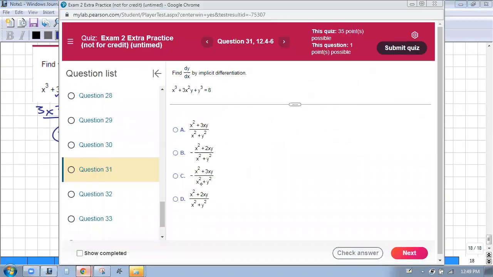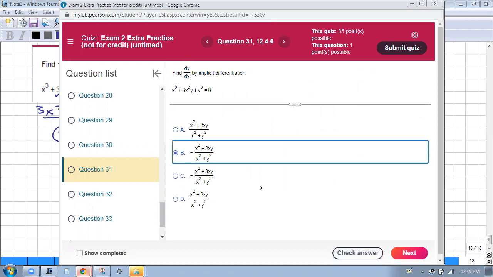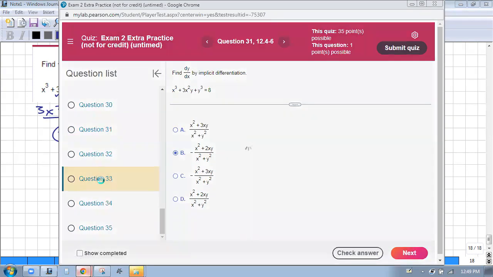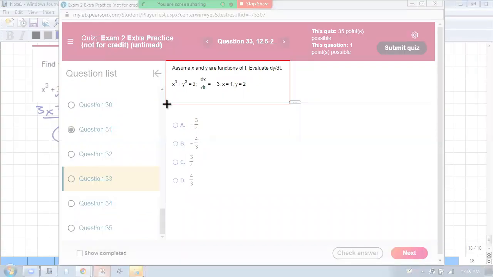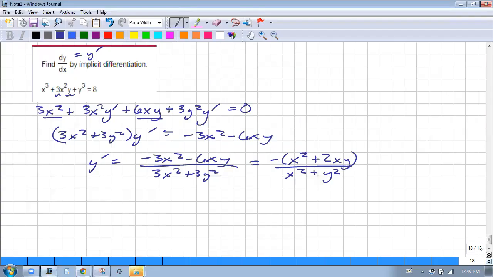Now they have the answer. Yeah, they put the minus out front here. So it'd be b. They put the minus out front. So let's see, that's 31. Let's look at 33. We got one more minute. Think we can do this? We can do this.